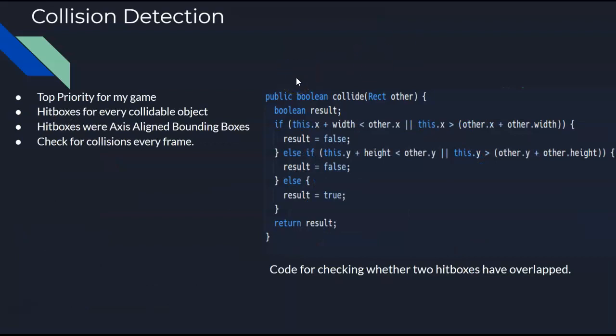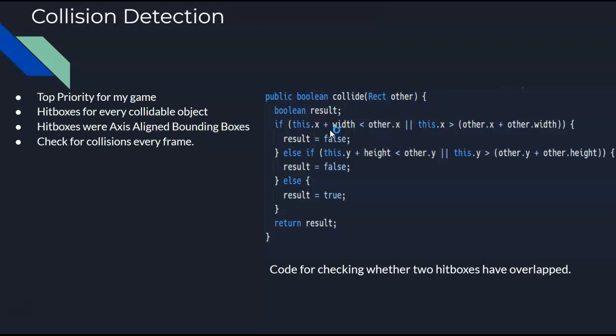The most important thing for my game was collision detection, because obviously you'd have a really bad shooter if there was no good collision detection and there was no checking whether the objects collided. This is the code for the hitboxes for the rectangles. They all used axis-aligned bounding boxes, and then this is the function for checking whether 2 objects have collided, or whether the 2 rectangles have overlapped.